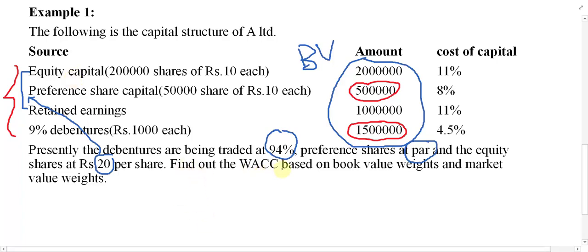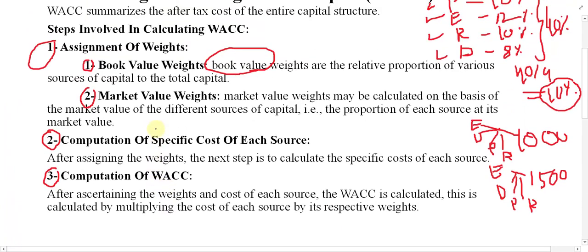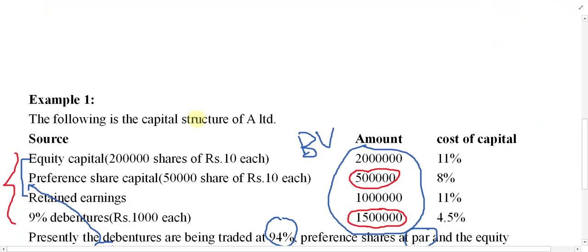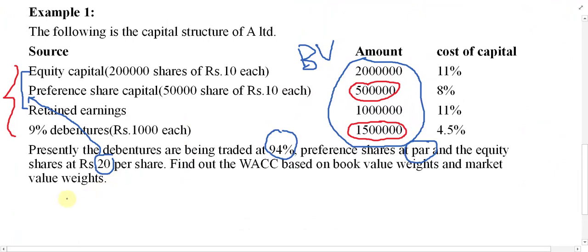And then, of course, find out the weighted average cost of capital based on the book value as well as based on the market value. So how do we have to calculate it? Let us first calculate as per the formula or as per the steps. First of all, we assign the weights. We have to assign the weights based on the book value as well as based on the market value. First, let us assign the weights based on the book value, right?